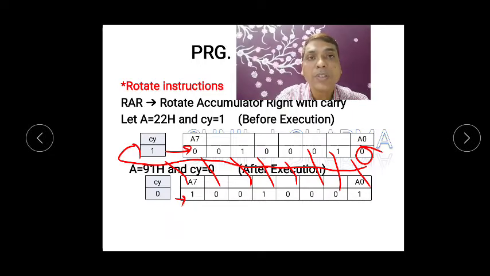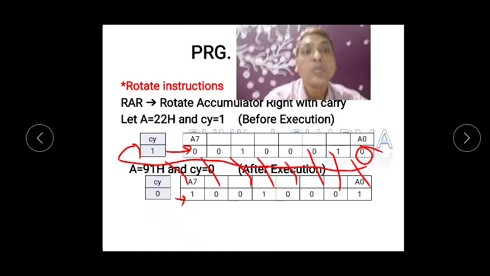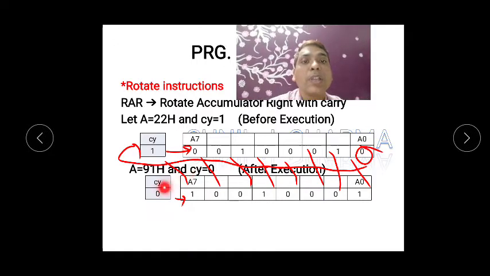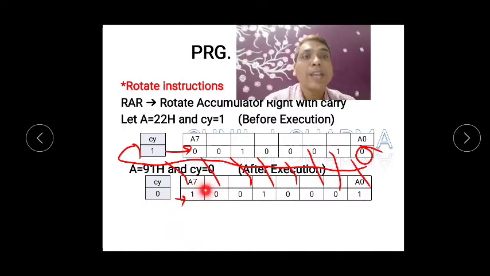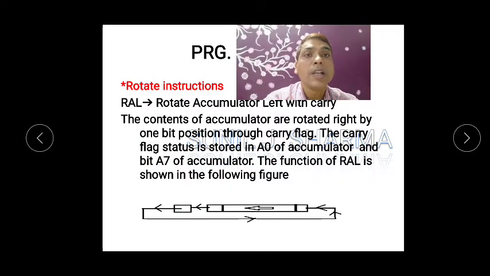Carry value is depending on either A0 or A7, but in this case carry is also used, or you can say the carry value is given to the accumulator. That is also very important. Now let's take the last one.